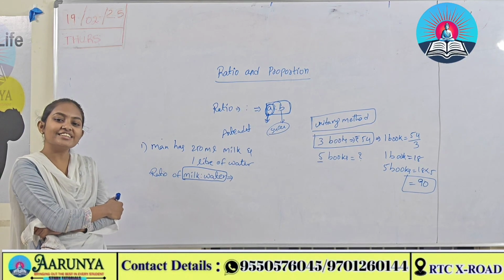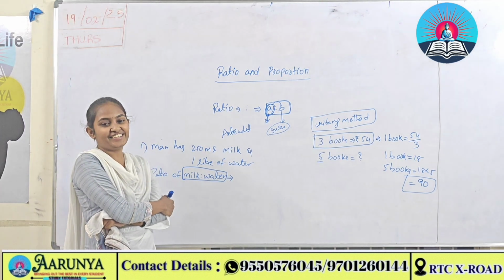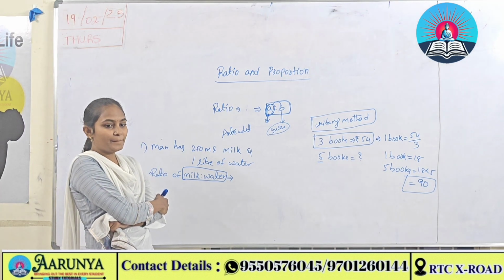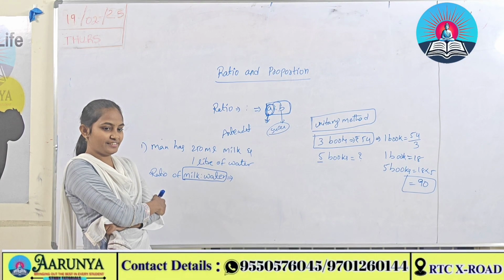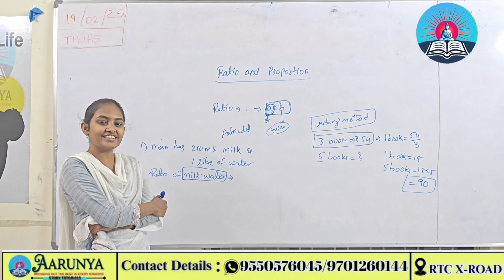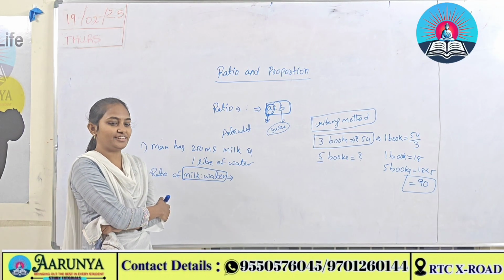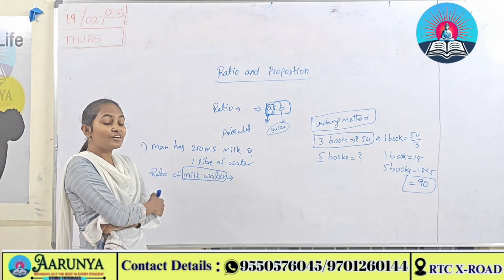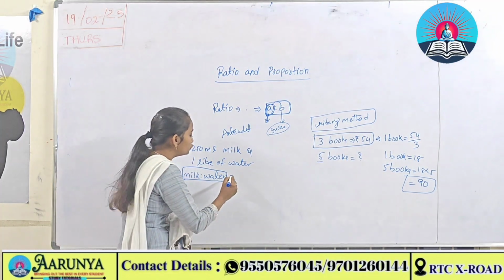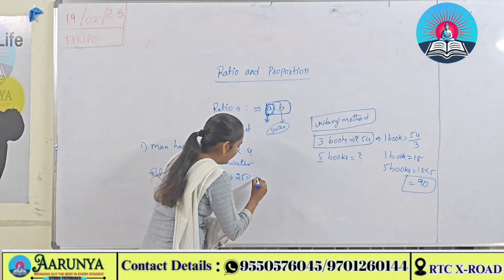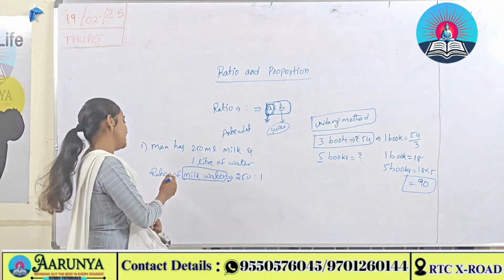Your answer? How did you get 1 is to 4? First you have to tell the ratio, then we will simplify. How did you get 1 is to 4? Like writing 250 is to 1000. Why do you have to write 1000? Yes, exactly.